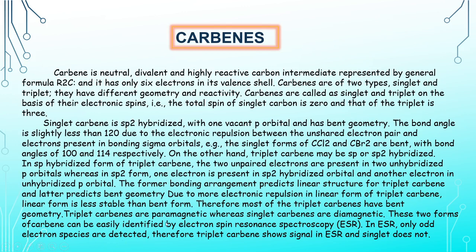The triplet carbenes are paramagnetic, whereas the singlet carbenes are diamagnetic. These two forms of carbenes can be easily identified by electron spin resonance spectroscopy, that is, ESR spectroscopy, and in ESR only odd electron species are detected. Therefore, the triplet carbenes show a signal in the ESR and the singlet does not.